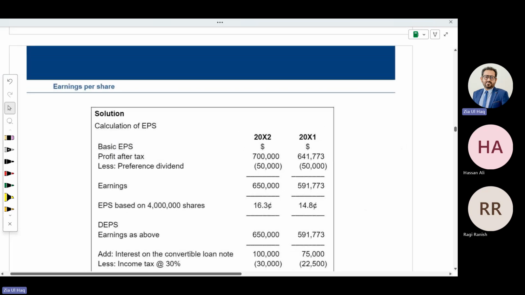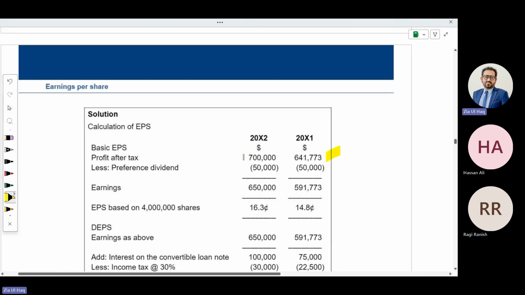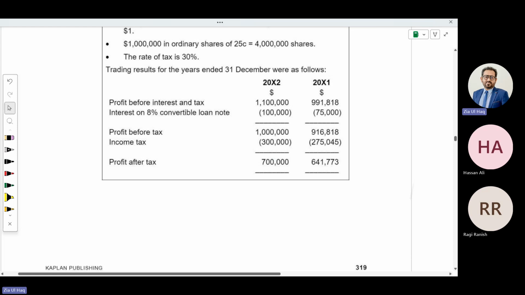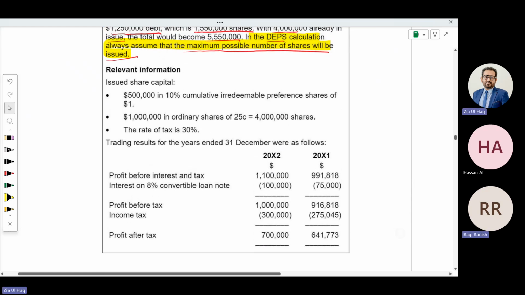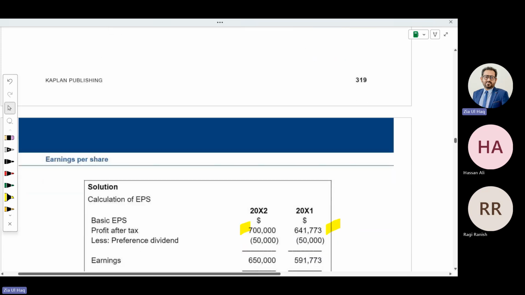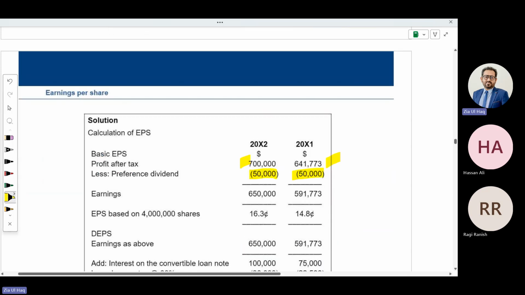How to calculate this? This was the profit after tax they were having. And we learned on the very first page, if there are any irredeemable preference shares, that dividend we need to deduct from the earning. And there are irredeemable preference shares. What is the dividend on it? 50,000. So from profit after tax, they excluded the dividend. This is the earning.